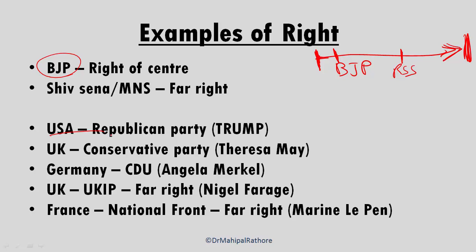In USA, the example of right wing is Republican Party. Leader is Donald Trump, who is in power right now. In UK, the Conservative Party, which is in power, leader is Theresa May. In Germany, Christian Democratic Union in a coalition, the leader is Angela Merkel. That is also a right-wing party.